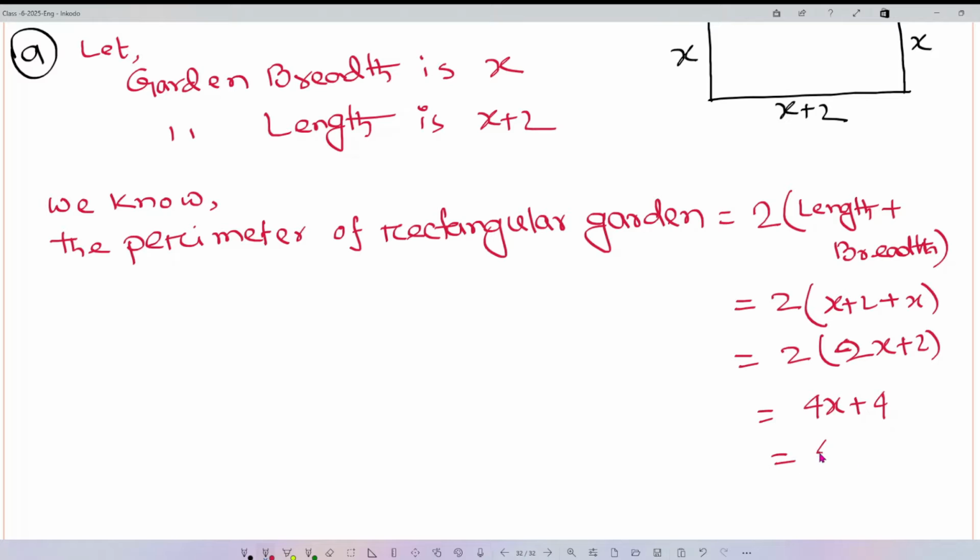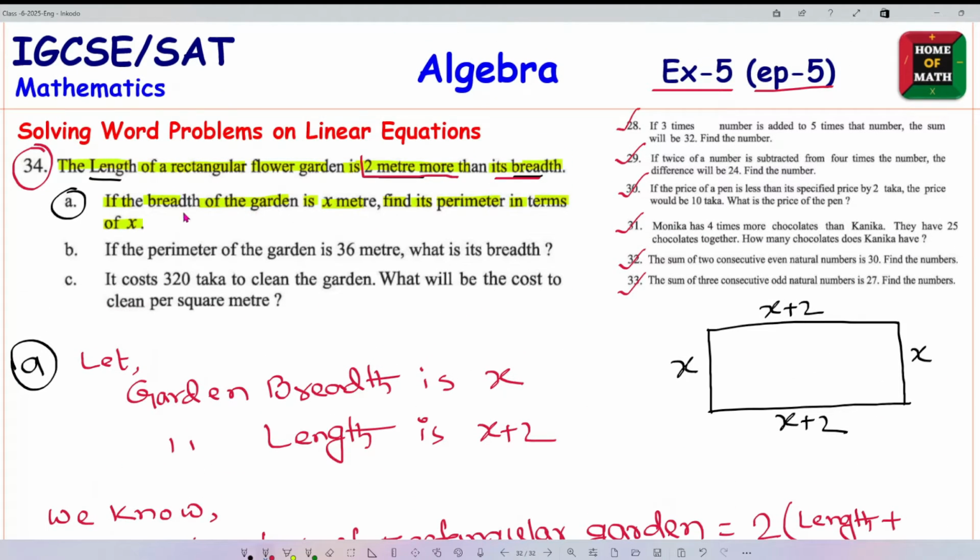We can take common 4. So this is x plus 1. And this is the perimeter of rectangular garden. And this is our answer of number A. So this is 4 times x plus 1.